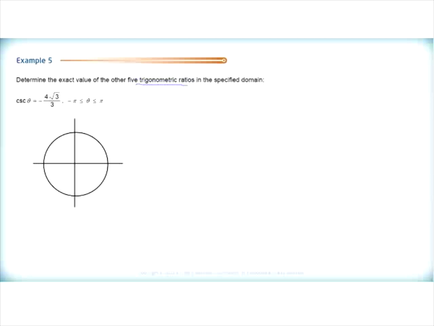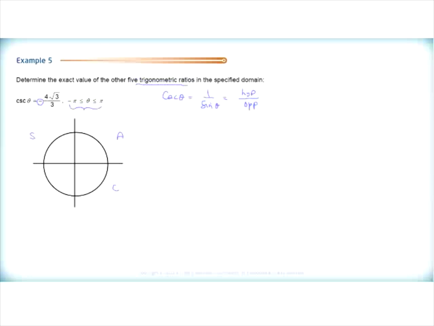Okay, cosecant is equal to the reciprocal of sine. Sine is opposite over hypotenuse, so this is going to be hypotenuse over opposite, isn't it? So cosecant is equal to hypotenuse over opposite. So I need to construct a diagram whereby the hypotenuse is 4 root 3 and the opposite side is 3. Now, before we do that, though, we need to consider the fact that cosecant is negative. And we need to think about our restricted domain here.